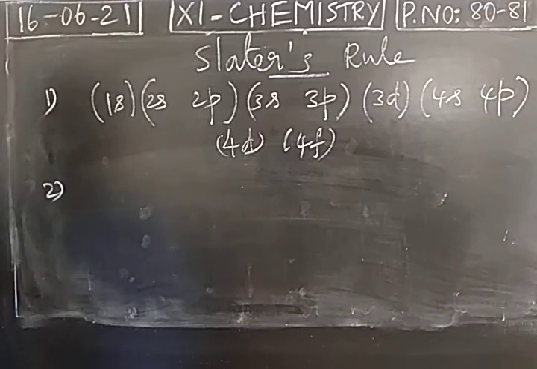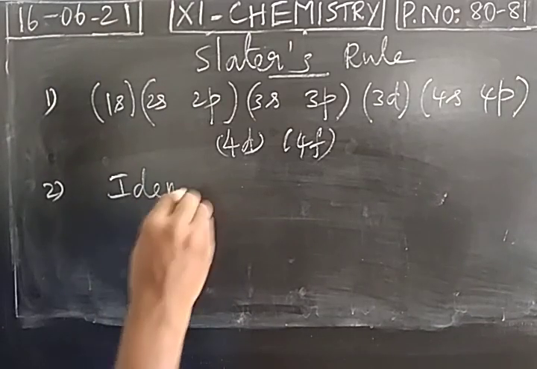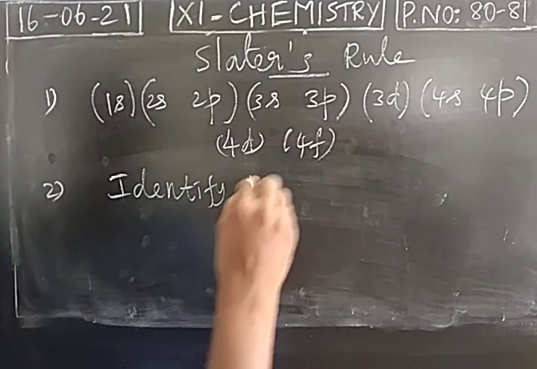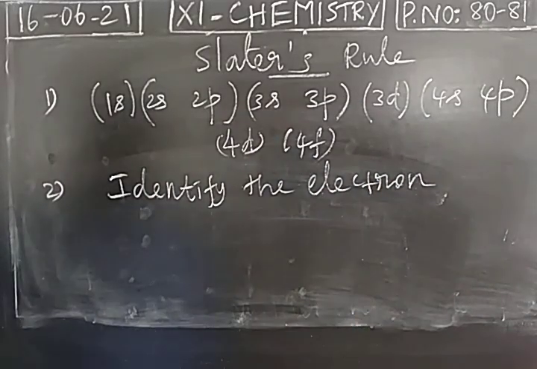Then second step, identify the electron for which we are going to find the screening constant. So we write the electronic configuration, make the orbitals into groups, then we identify the electron for which the screening constant is going to be calculated. And after identifying the electron, beyond that orbital, the contribution is 0.